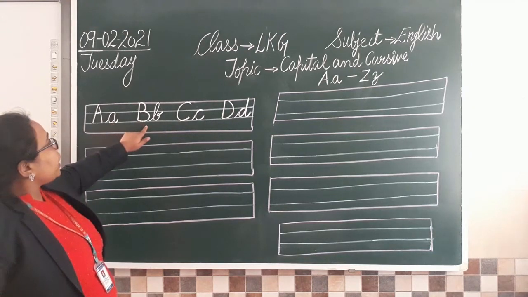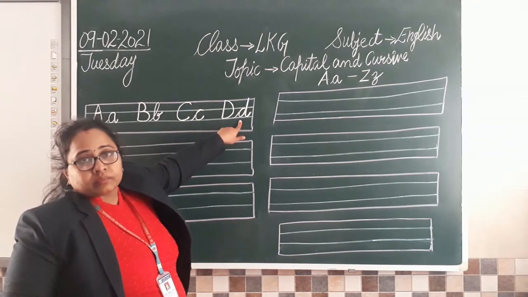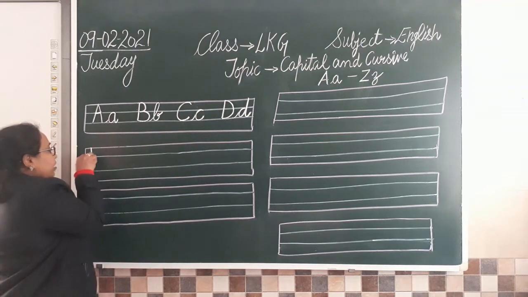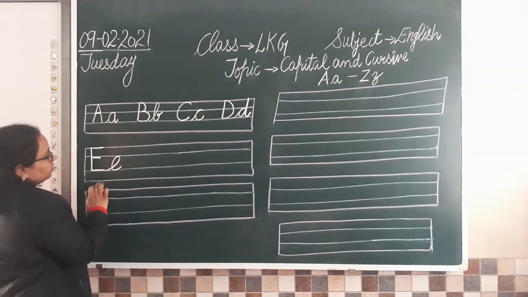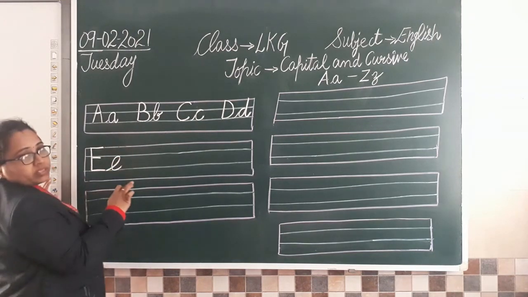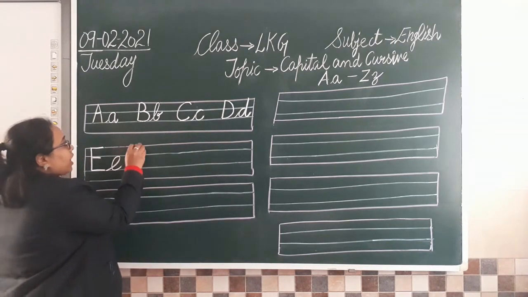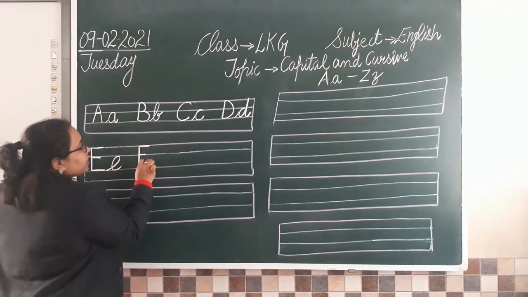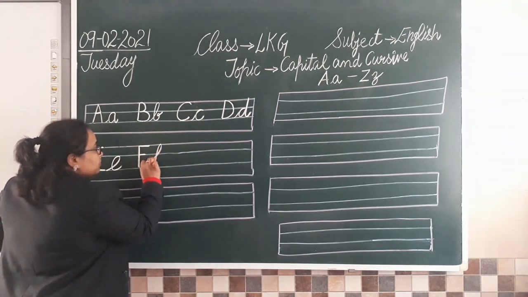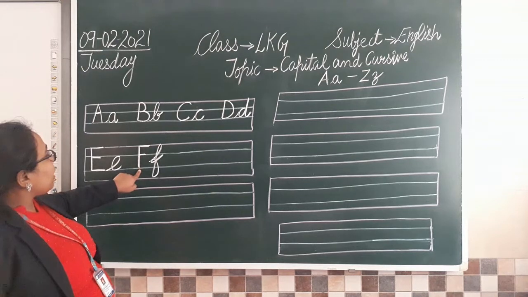A. A. B. B. C. K. D. D. Next we have E. And how do we write? E. A. Elephant. Egg. So the sound of E is A. Now next we have F. F for fish. F. F niche wali red line ko bhi touch karega aur upar wali red line ko bhi. So F. F.